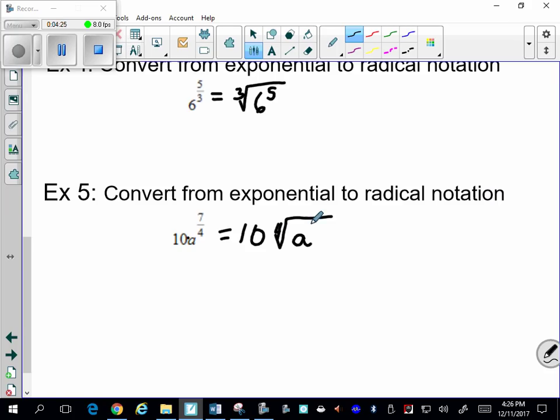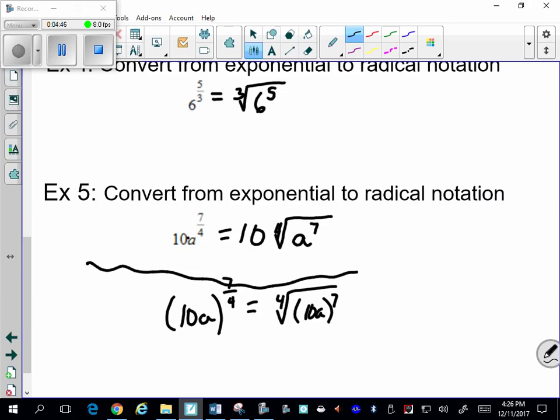The reason why I'm saying this, if the problem started out like parentheses 10a raised to the 7/4, then the 10 would also be underneath the radical, the 4th root. So it would be 10a to the 7th. So 2 different problems.